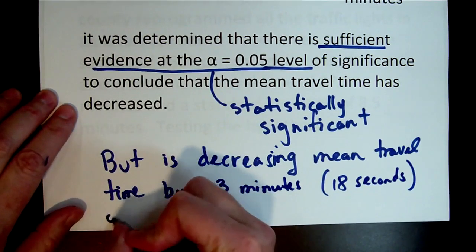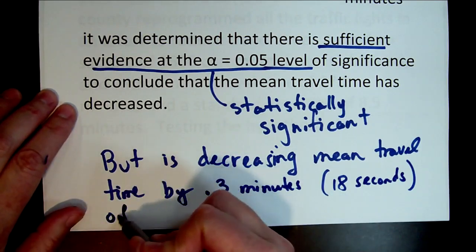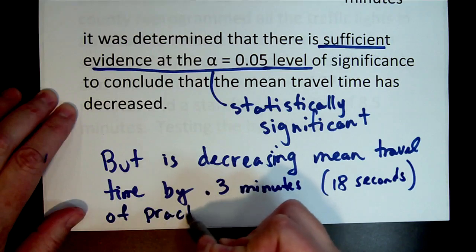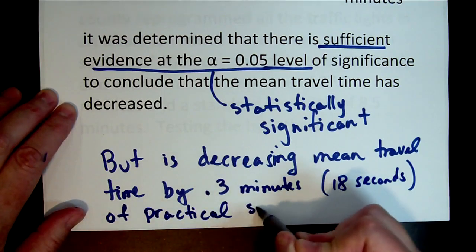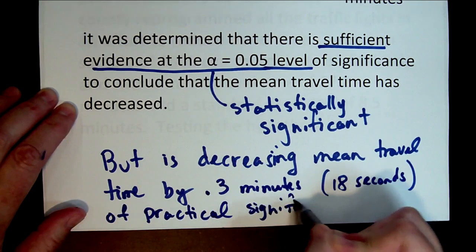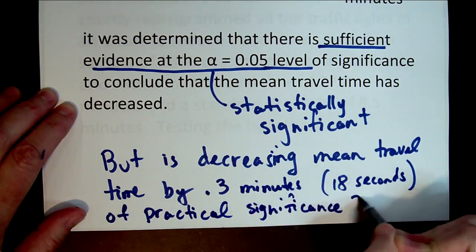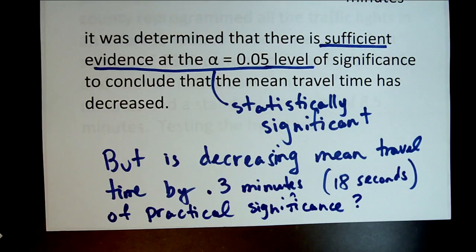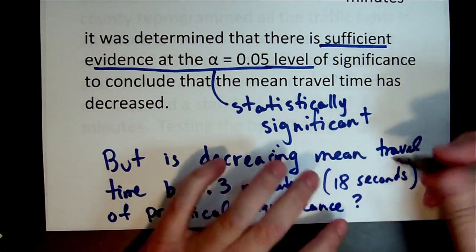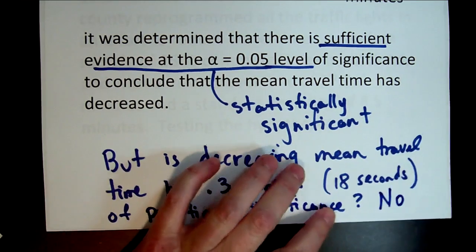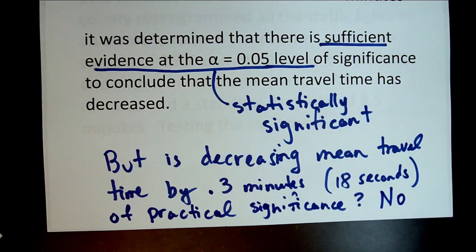And so the question is, is this of practical significance? The hypothesis test indicates that the decrease probably really did happen, but is there any real-world practical significance? I don't know about you, but I wouldn't be particularly impressed with having 18 seconds taken off my commute time. So I would say, no, this really isn't of practical significance.